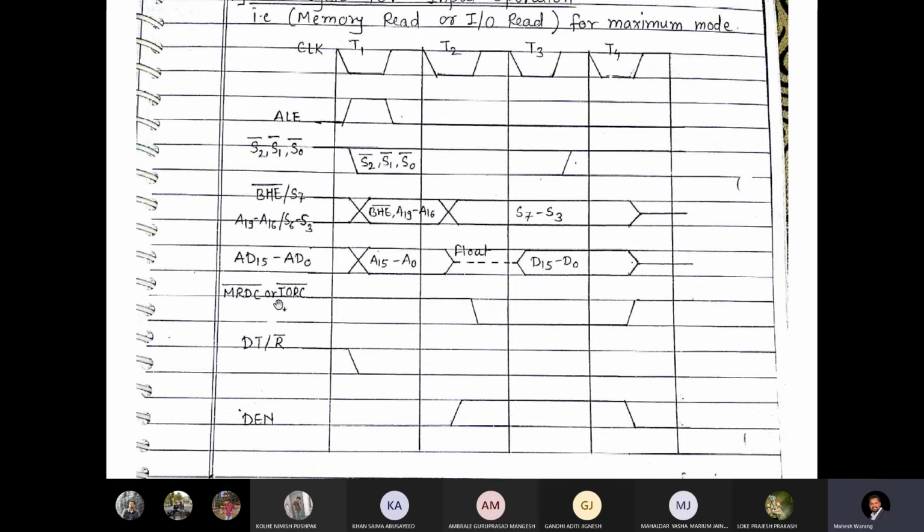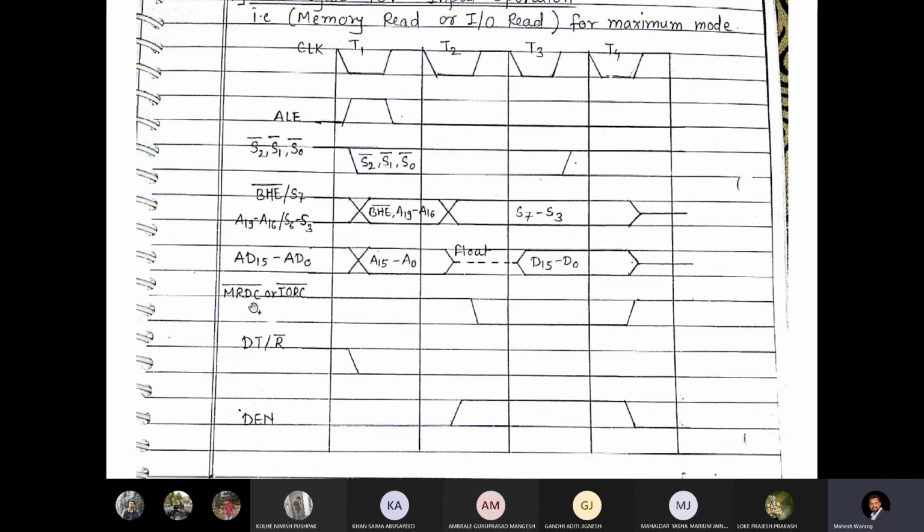Keep in mind we do not have M/IO bar in maximum mode. Do not show M/IO bar. ठीक है, that's why we are having this separate signal which is generated by the bus controller 8288. Keep in mind once again, don't show M/IO bar because M/IO bar signal है ही नहीं, और वो 8288 जनरेट भी नहीं करता। It generates directly that memory read, memory write, IO read. Understood?